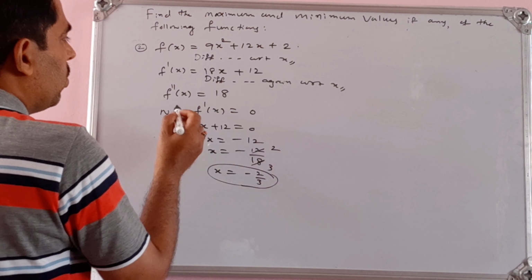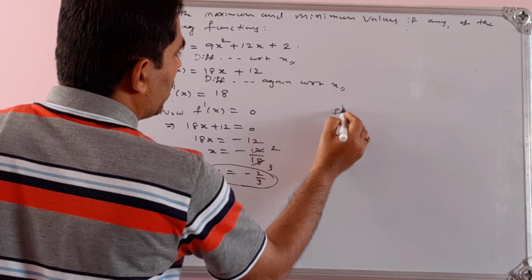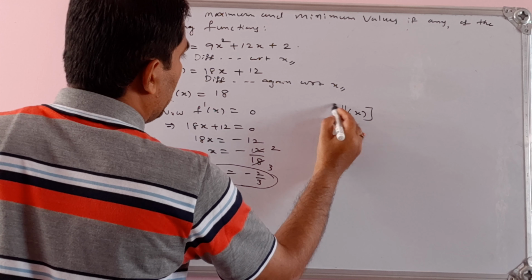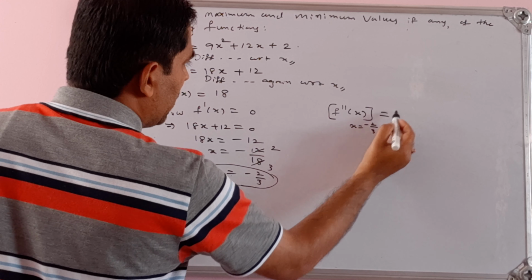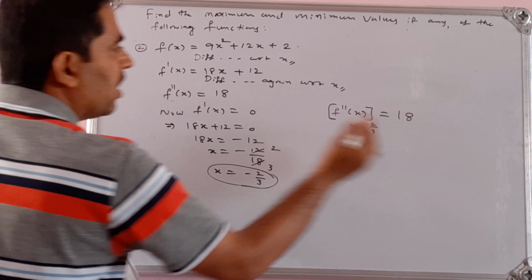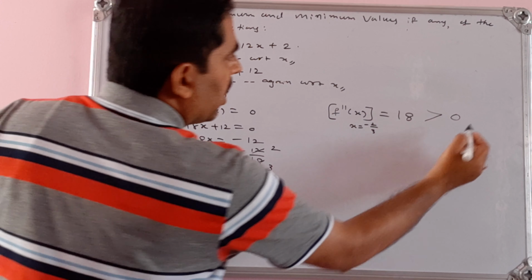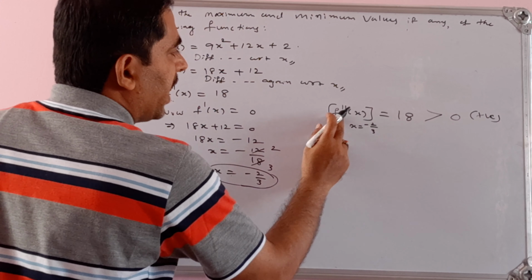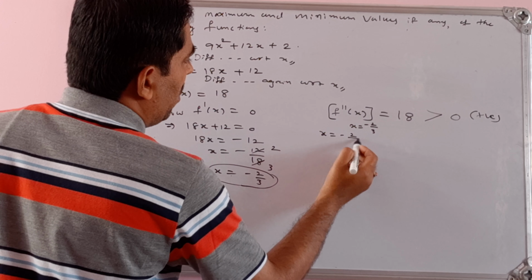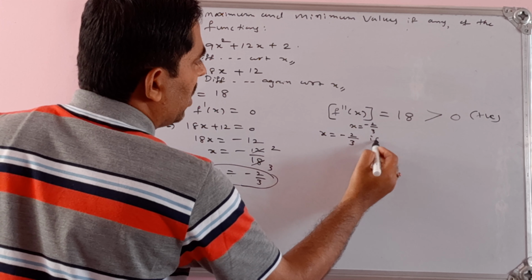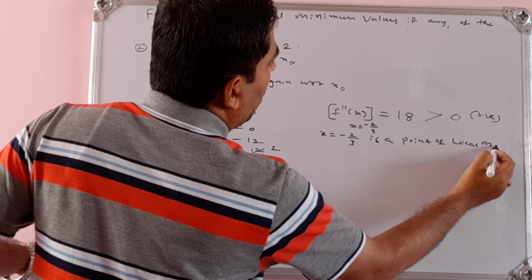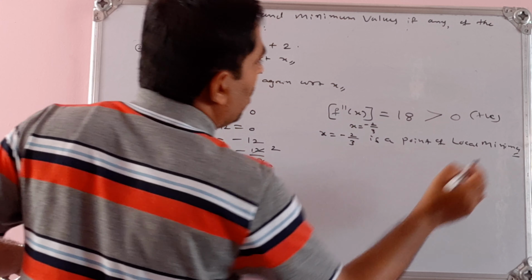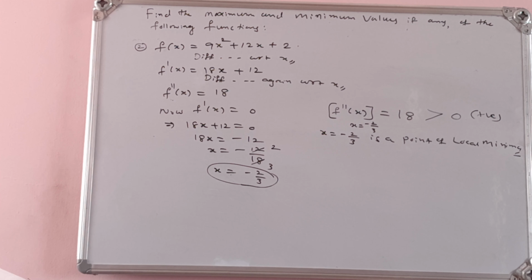Then observe the second derivative. f double dash x at the point which we obtained remains still 18. Clearly this is a positive value, greater than 0. So the second derivative is positive, which means by the second derivative test, x is equal to minus 2 by 3 is a point of local minima. So it has a minimum value.